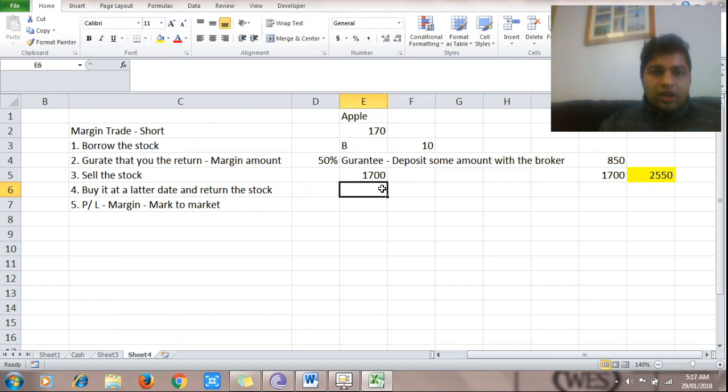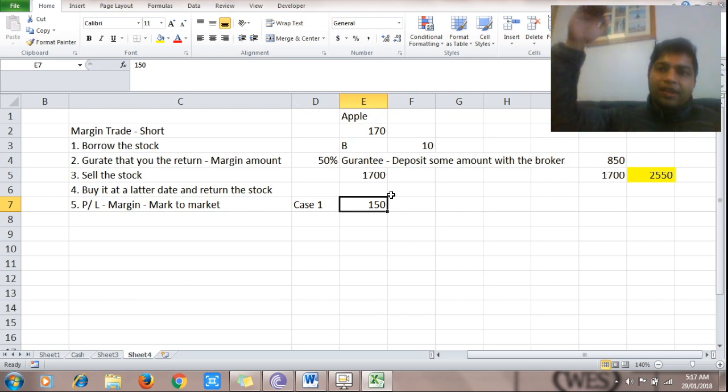Okay, now what is the guarantee? That you will buy it at a later date no matter what the stock price is. So case 1, the stock falls to $150. You have sold it at 170 and you have got 170 for it. Now there is a guarantee that you have to buy the stock and return it back to the broker. If the price is 150, you can buy it at 150. So you sold it at 170, now you're buying it at 150.